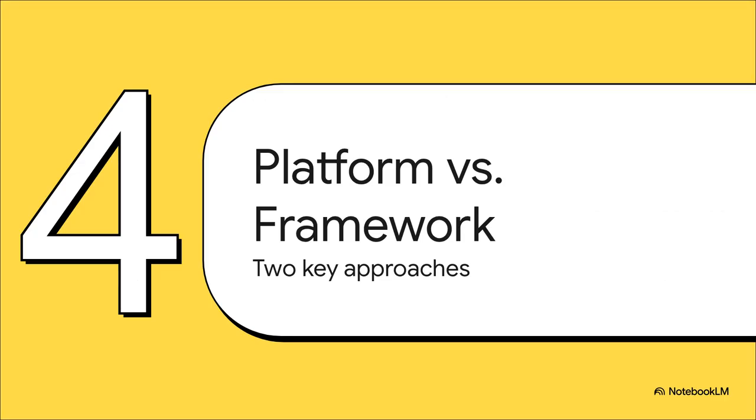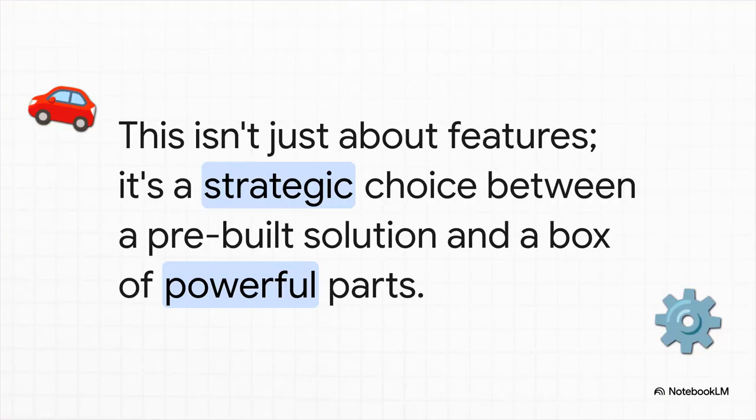And this brings us to the core insight of this whole thing. When you look at these two layers side by side, you see the two fundamental philosophies that are competing in the AI market right now. It is the classic battle of platform versus framework. And this isn't just about a list of features, right? It's a strategic split in how you approach building things. It's the choice between buying something that's already built for you versus getting a box of incredibly powerful parts that you have to assemble yourself. Understanding this difference is the key to everything.